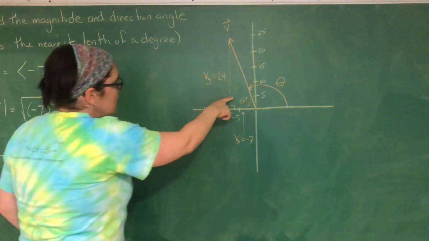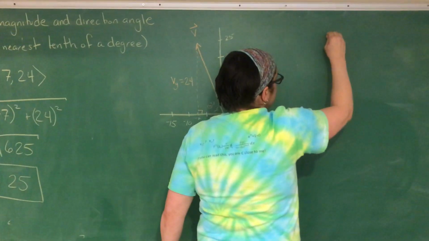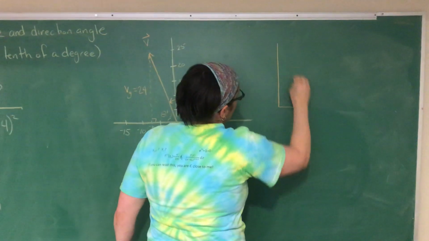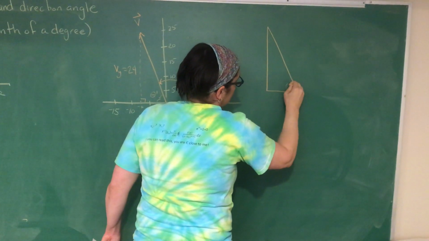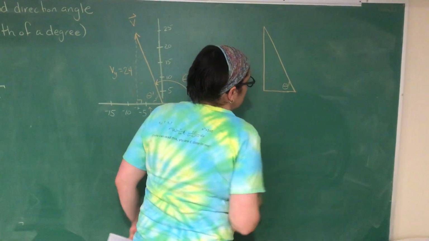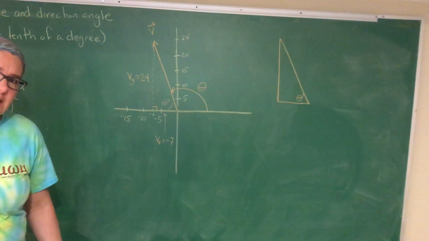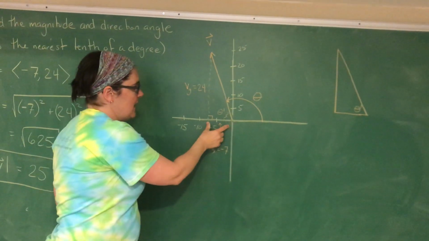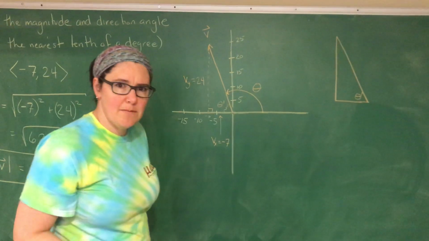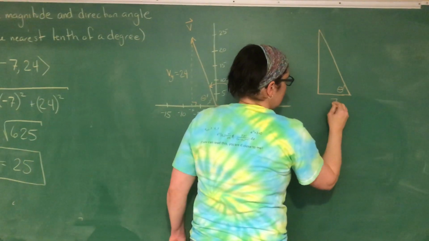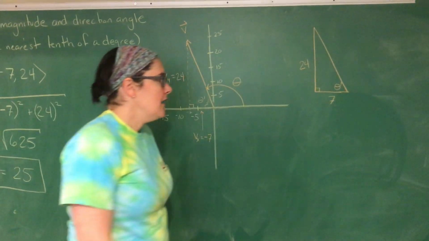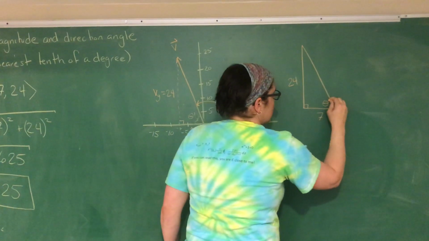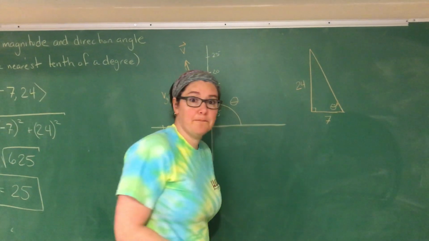Okay, so here's our triangle. I'm taking the triangle out of the diagram because I don't want to worry about the sign of my x or my y component. I want all of my sides to be positive. So we have 7 and we have 24, and our job is to find this angle, which we're calling theta prime.